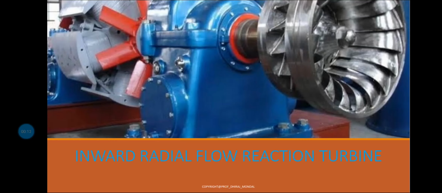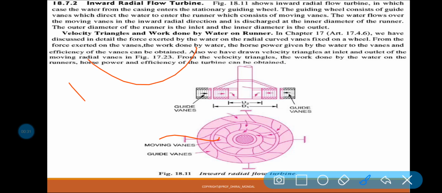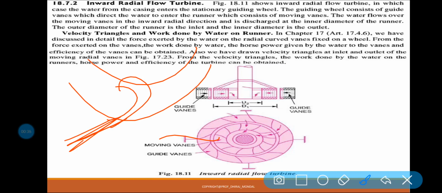In the last lecture we discussed the radial flow reaction turbine. Here we are going to discuss the inward radial flow reaction turbine. You know the definition of a radial flow reaction turbine. What is an inward radial flow reaction turbine? If the water is flowing from outward to inward, radially, then it is called an inward radial flow reaction turbine.